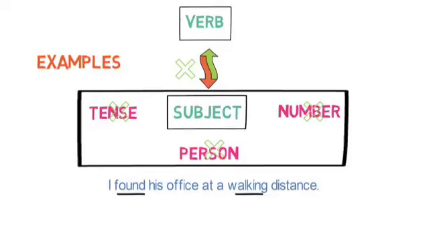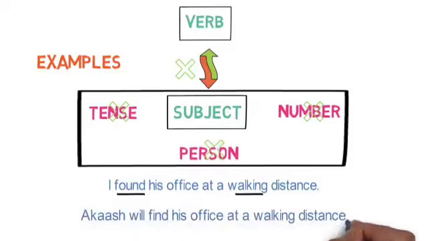Let's look into another example. Akash will find his office at a walking distance. Here the subject is singular and the sentence is in future form. Here also there are two verbs, find and walking.